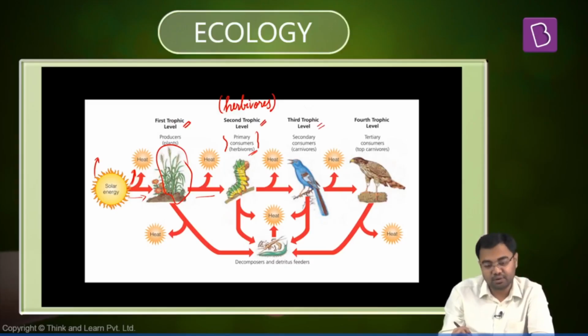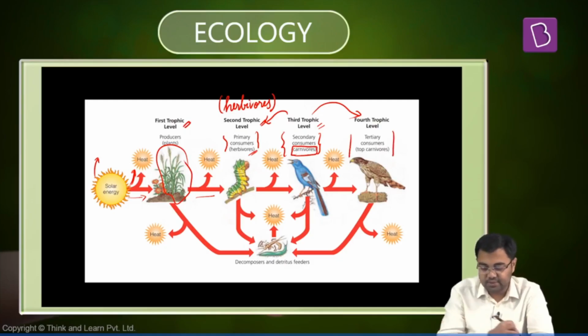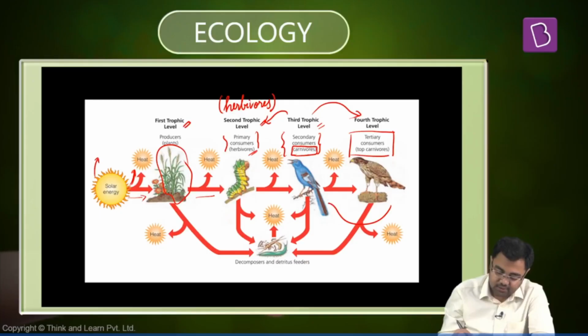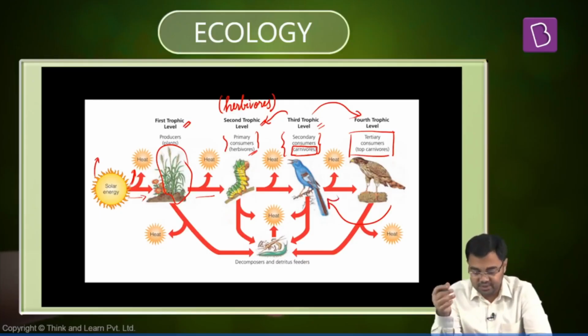Then we come to the third trophic level, which is a secondary consumer. What is a secondary consumer? A consumer which will eat the primary consumer. So in this case, carnivores. And after that you can have another trophic level, which is the fourth trophic level, and here you have tertiary consumers, or the top carnivores, the carnivores which would eat other carnivores. These could be termed tertiary carnivores.